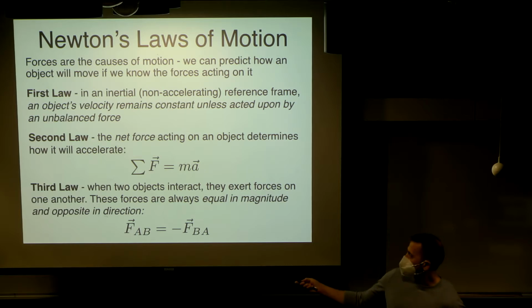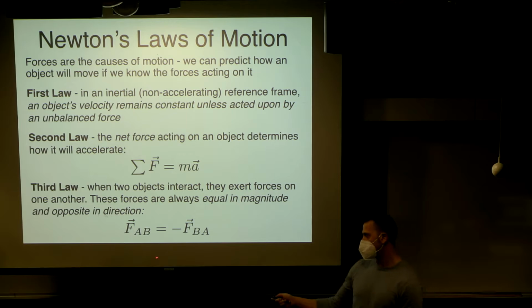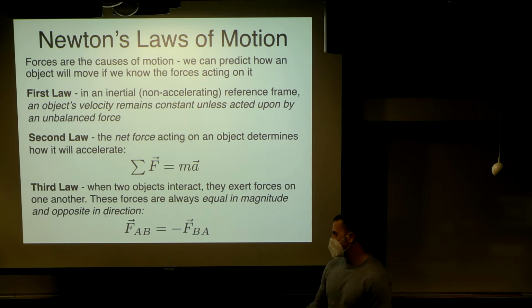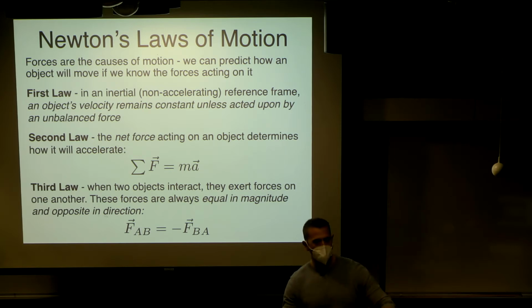Now the third law concerns interactions between two different objects, all right? When two objects interact, they exert forces on each other. And these forces are always equal in magnitude and opposite in direction. We can put this using some notation as F_AB, that's the force that object A exerts on object B, is equal to minus F_BA, that's the force that B exerts on A. So the forces are the same up to a minus sign, meaning they have the same magnitude, but they point in opposite directions.